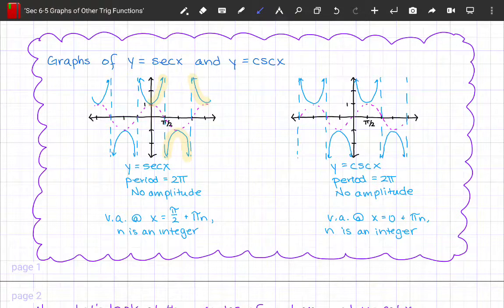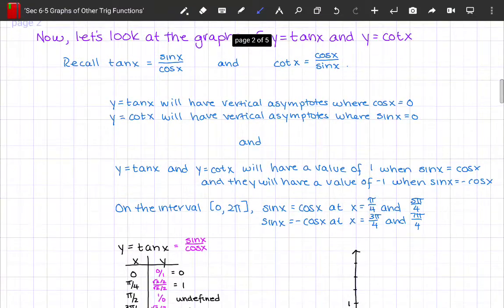Okay, so now let's take a look at tangent and cotangent graphs. So we're going to look at them kind of the same way. We're going to look at them by referring back to sine and cosine. So remember, tangent can be written as sine over cosine, and cotangent can be written as cosine over sine. So we can get some information here.